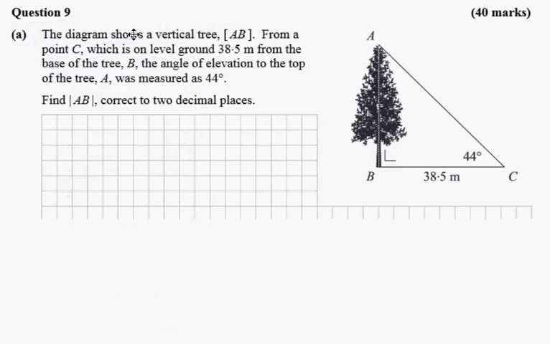The diagram shows a vertical tree. What's the significance of the word vertical? It might lead to a 90-degree angle. From a point C, which is here, on level ground, 38.5 meters from the base of the tree, the angle of elevation to the top of a tree A was measured as 44 degrees. Find AB correct to 2 decimal places. Okay, it's a length question, right? Everybody happy with that? It's a length question, which means it can't end in tan inverse, cos inverse, or sine inverse. Can't end that way.